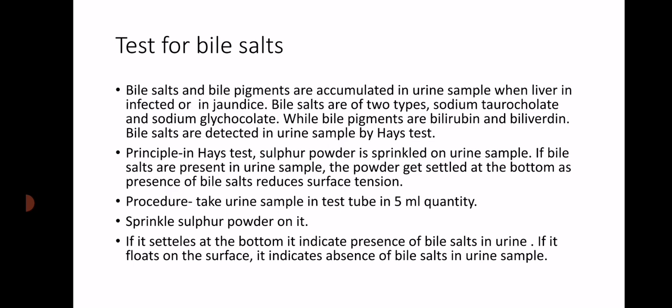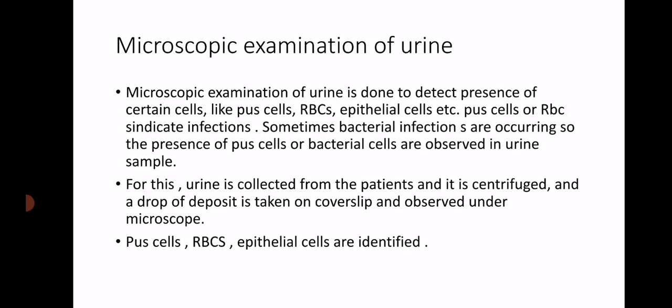So these bile salts and bile pigments are accumulated when there is a hepatitis or jaundice-like condition. Then only this type of pigments get accumulated. So by performing Hay's test and Fouchet's test, you can determine both bile salt and bile pigment. This is the chemical test or chemical analysis of the urine sample.